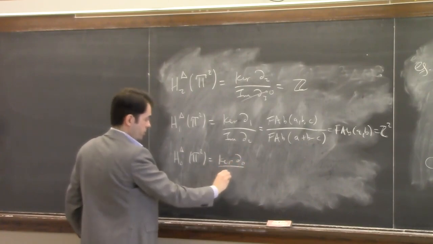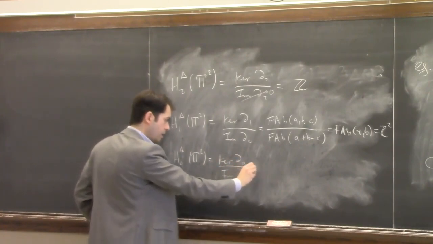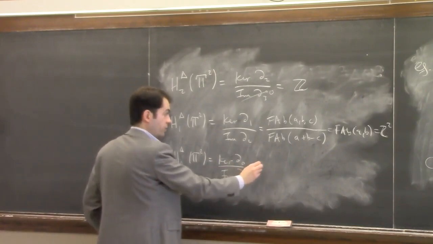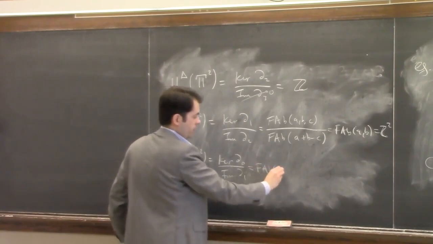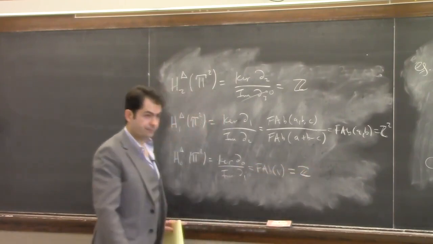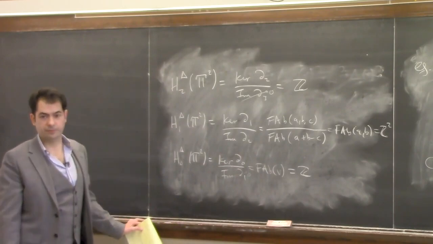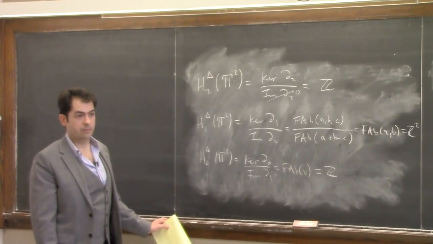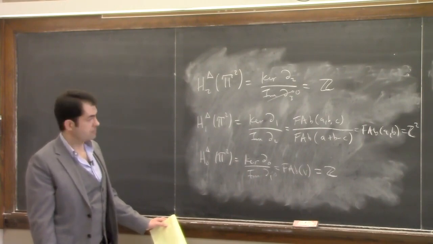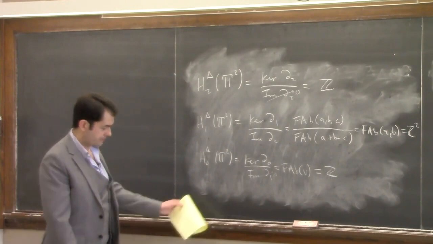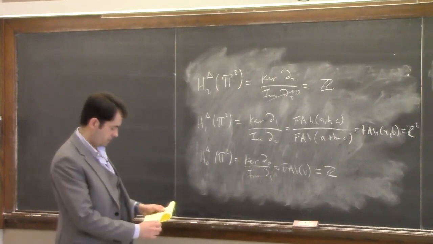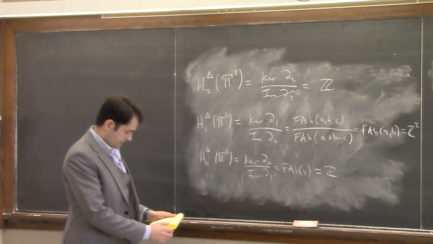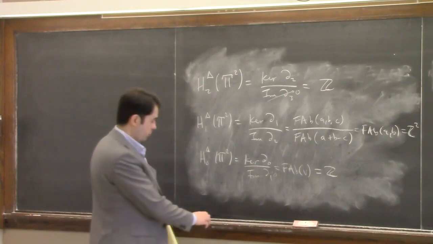And then H0 is the kernel of D0 over the image of D1. Well, this is 0, and so this is equal to the free abelian group on our single vertex, so we get Z. Okay, let's do one more.